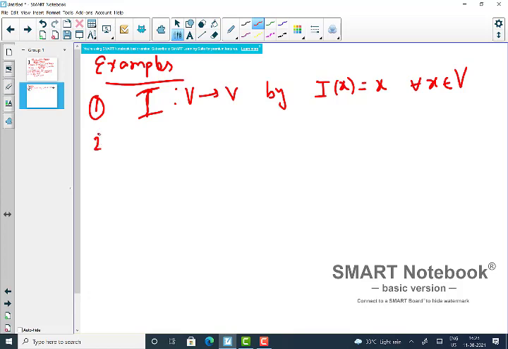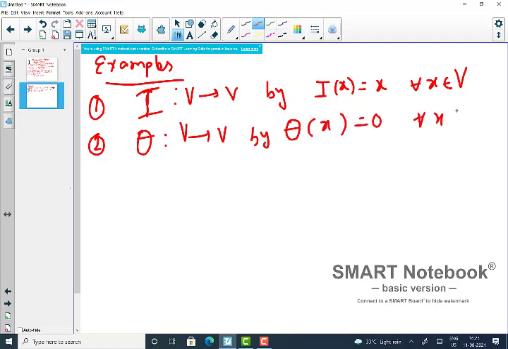Similarly, there is another very simple map. It's called the zero map. Let me write this by the symbol theta. So this map sends every element x to 0. Okay, so this map is called the zero map. So the first one is called the identity map, the second one is called the zero map. Okay, these maps are trivial maps, and these are all linear maps.